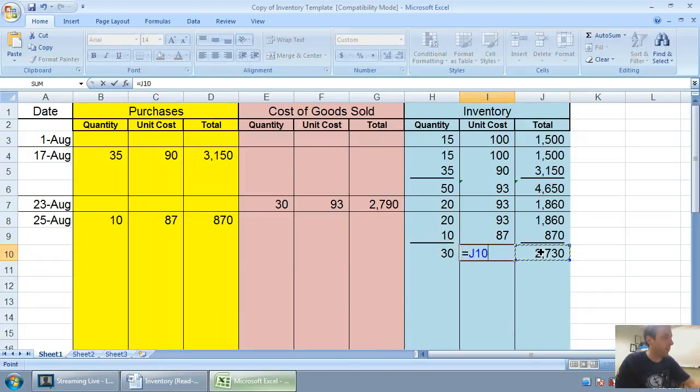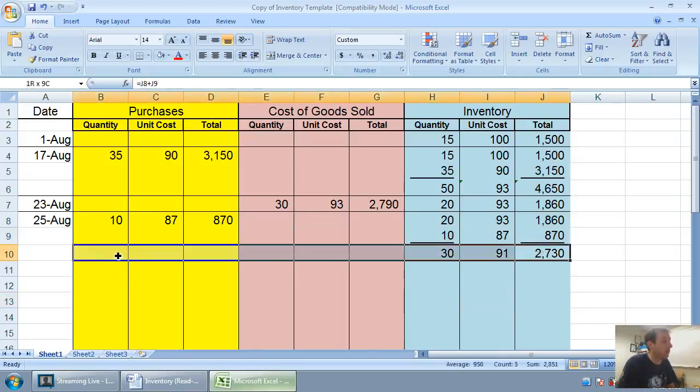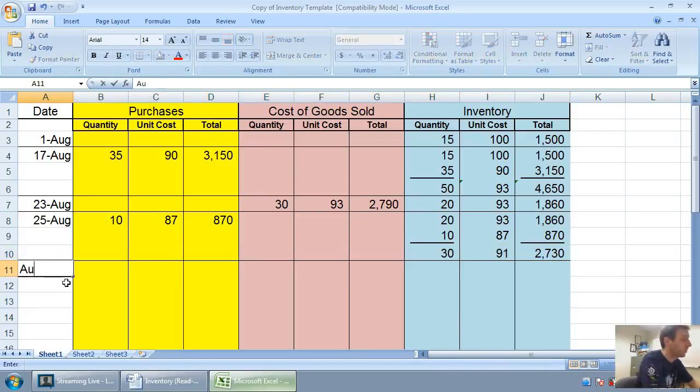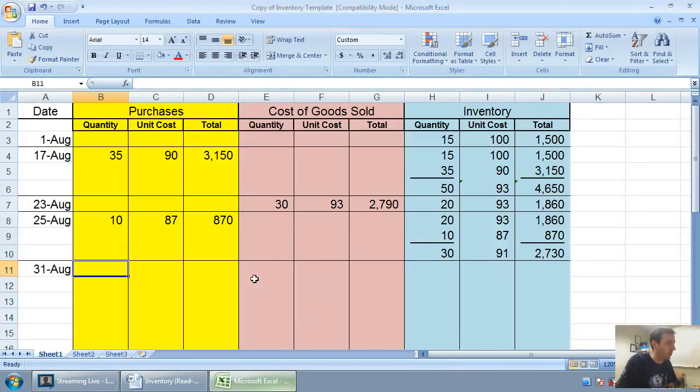2730 divided by 30 is 91. Our new weighted average cost of inventory is 91. So again, August 31st, we're going to sell some inventory. We sold 24 units. Again, the price is $150. We're not worried about price. We're worried about average cost here. So we sell 24 units.